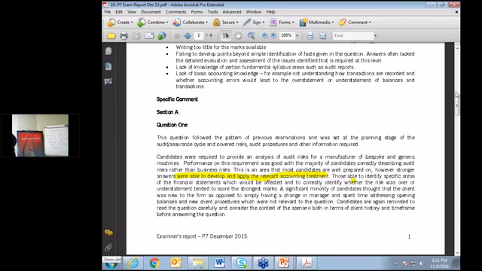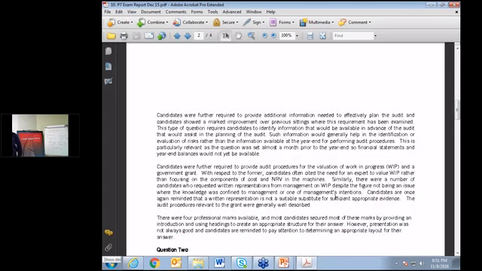Now, if we move further to the next page, candidates were further required to provide additional information needed to effectively plan the audit, and candidates showed a marked improvement over previous sittings where this requirement has been examined. Now, this requirement of A2 is something that has been coming up in the recent past, and it's basically trying to think about whatever has been given in the scenario in order to have a good risk assessment and in order to prepare an effective audit strategy, what additional information related to this scenario do I need?